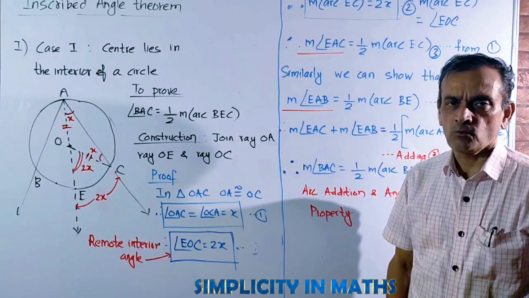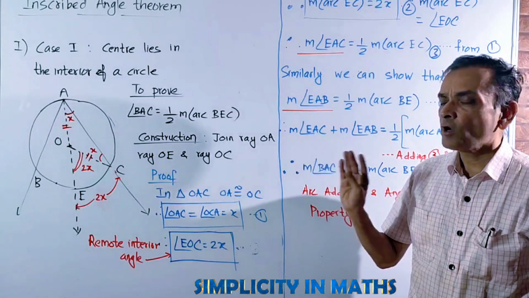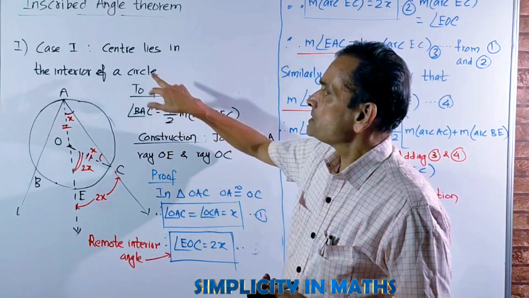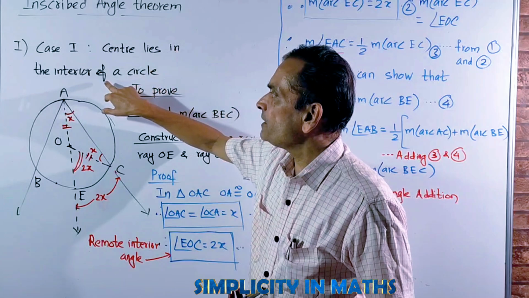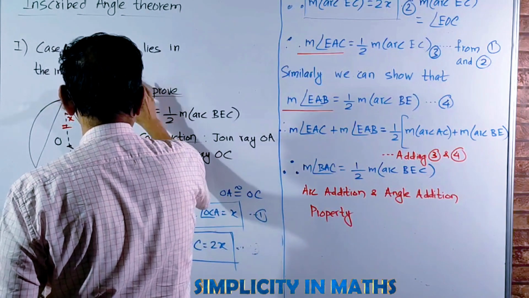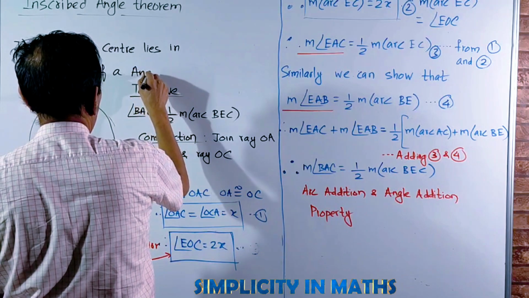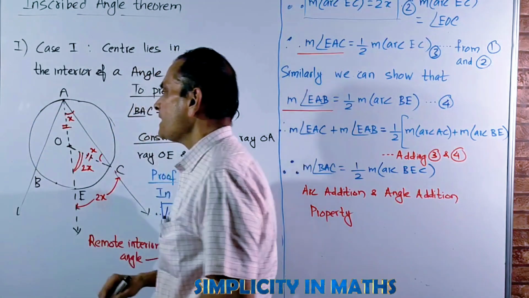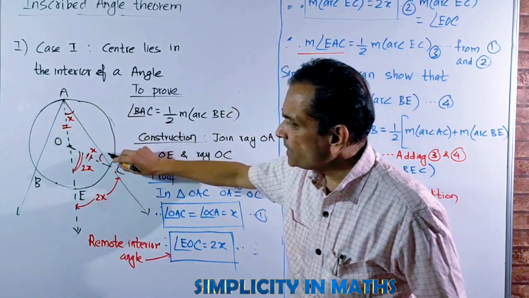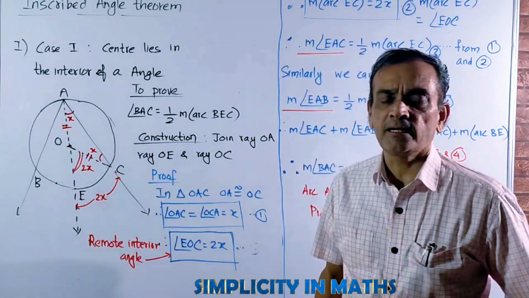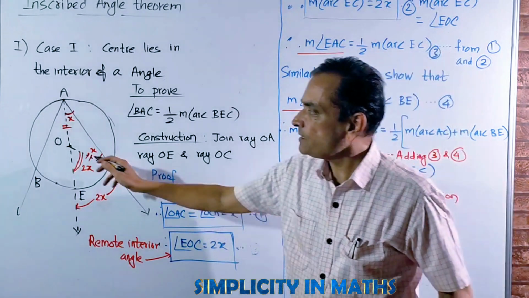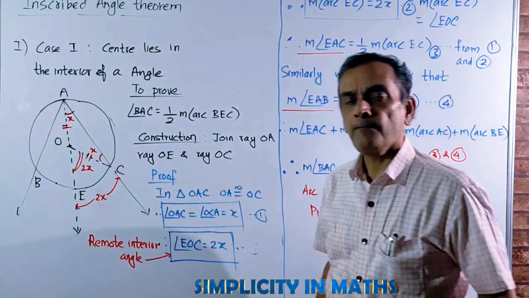So let us see the proof now. There is the proof for case 1. Let's see what case 1 is. Case 1: center lies in the interior of the angle, not the circle, actually. Inside the angle BAC we have the center O, that is case 1. Construction: we have seen OA, OC and OE joined here.